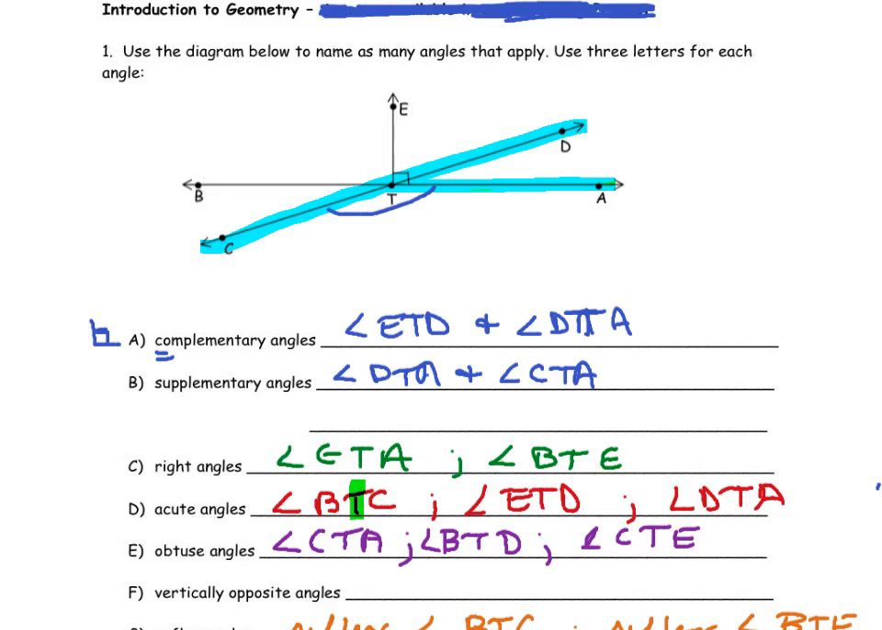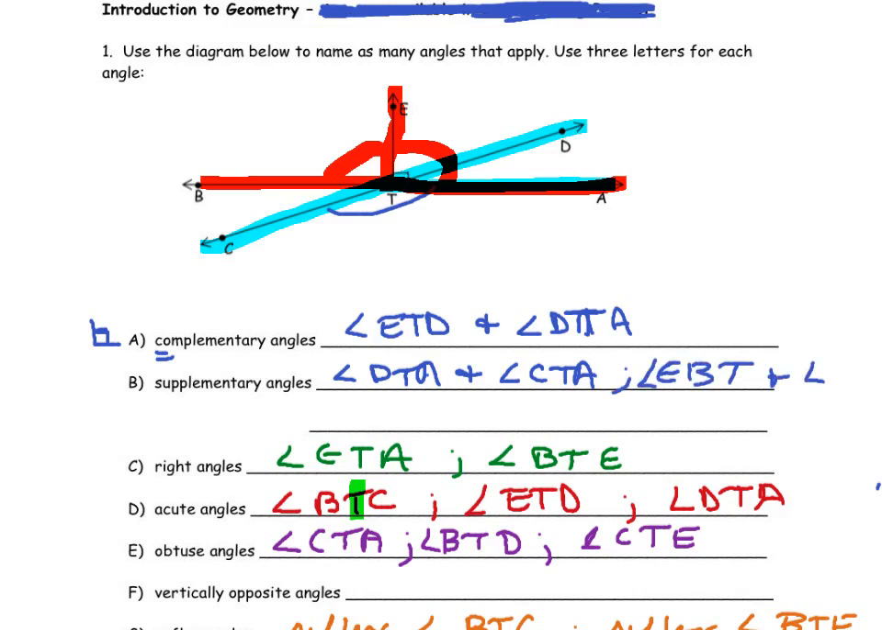There's all kinds of angles here. Say I took this line. I could do this angle. So I could do this one and this one. So for example, you could say angle EBT and angle ETA. Those angles add to give you 180.